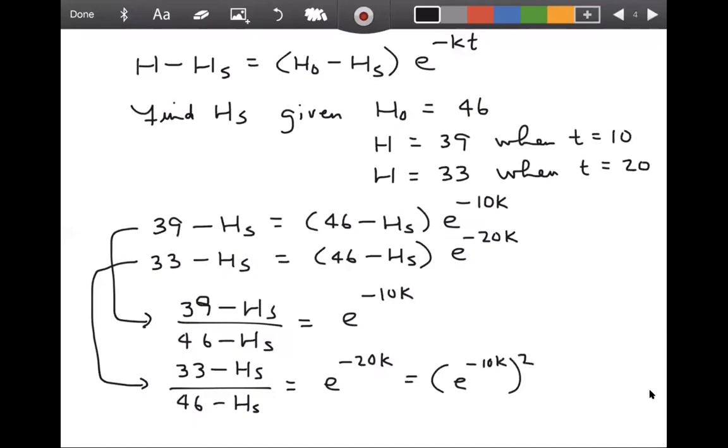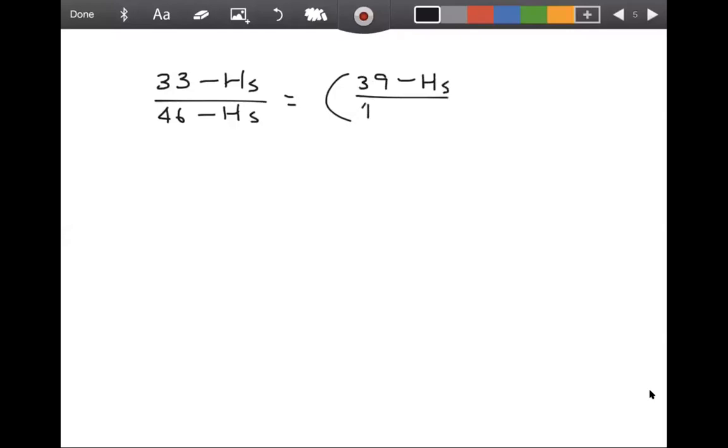All right, so now if I take this expression right here and substitute that here, that will give me an equation that I can solve for H sub s. So that equation is going to look like this. 33 minus H sub s over 46 minus H sub s equals the square of 39 minus H sub s over 46 minus H sub s, squared.